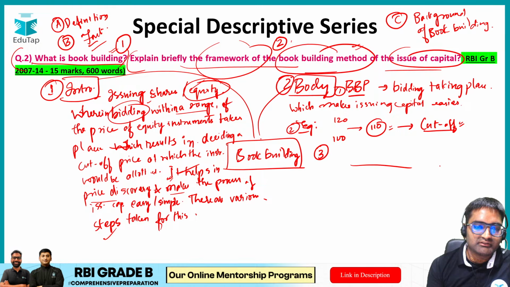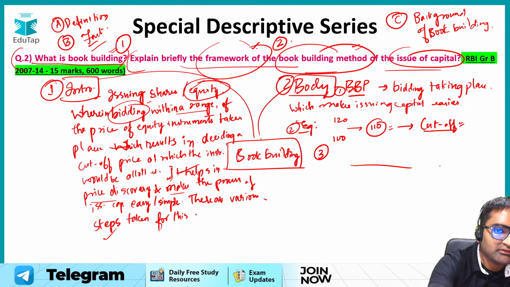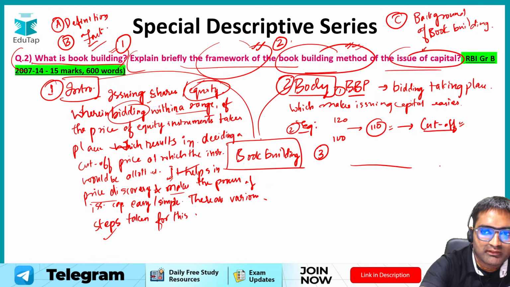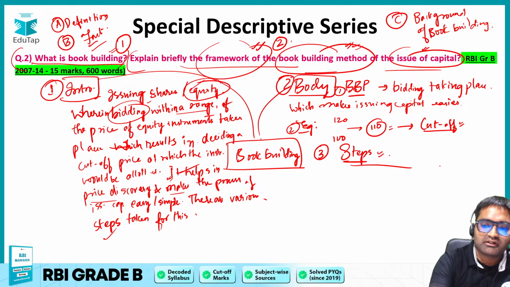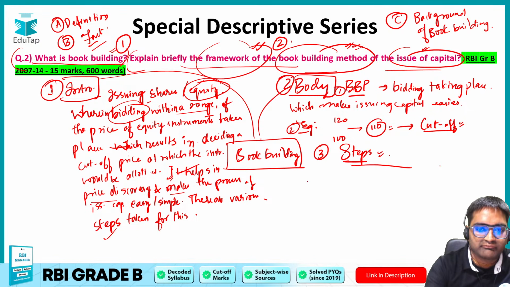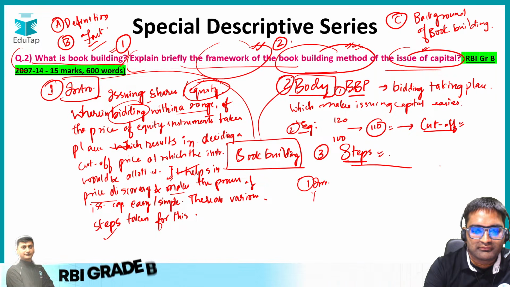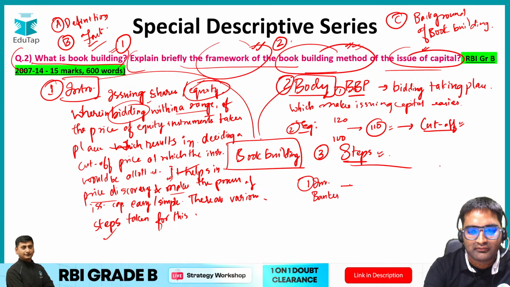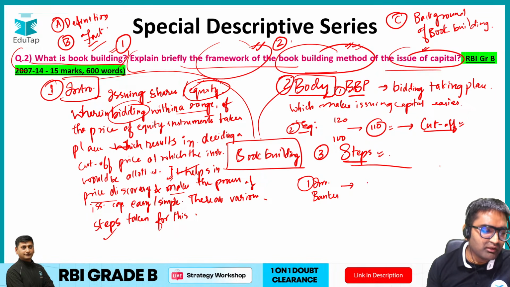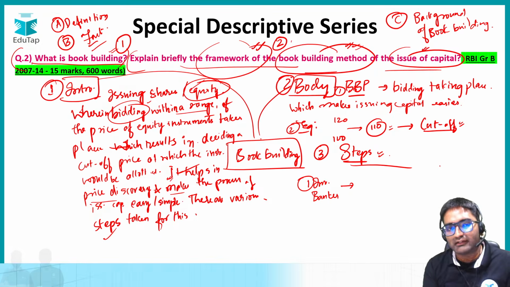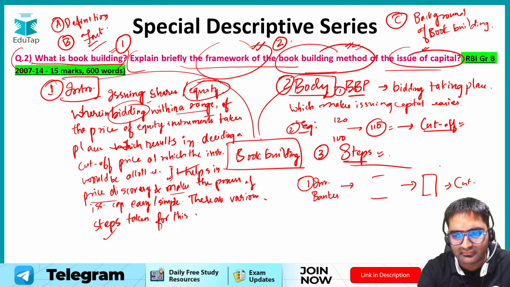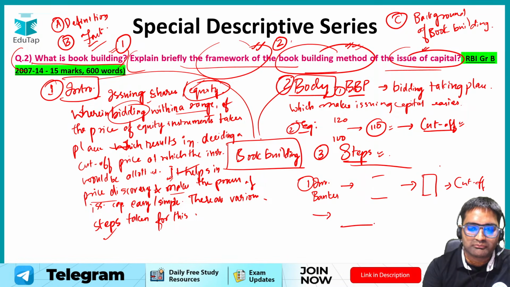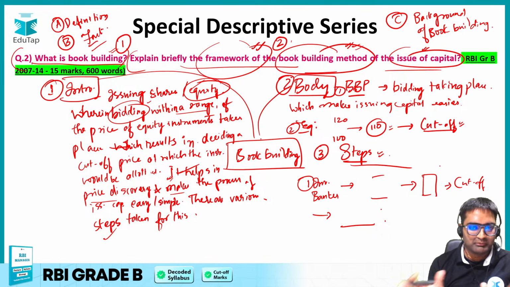So you can very briefly mention the features, and then what has been asked over here, the framework of the book building method. That means you will have to mention the steps by which the book building process is carried forward. First of all, an investment banker is appointed, right? And then the bidding process starts. The bidding range is decided, the bidding process begins, then the cutoff price is decided, and then the equity instruments are allocated, and in this manner the book building process goes ahead.